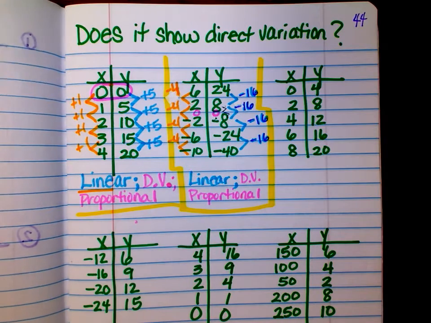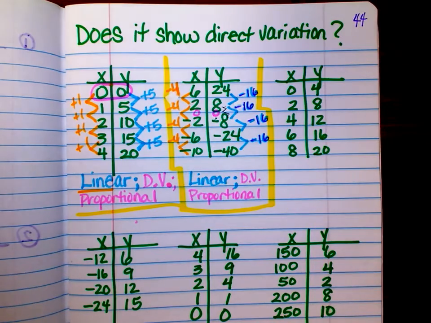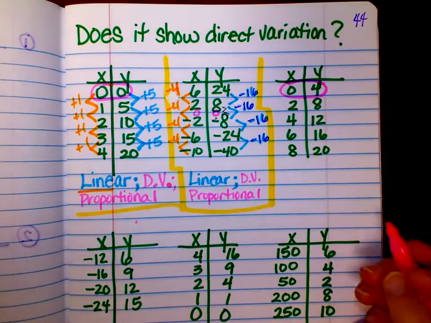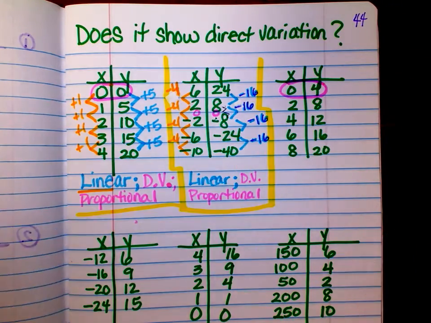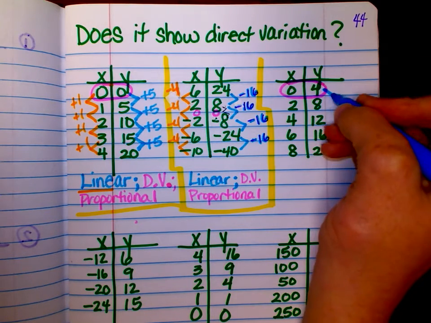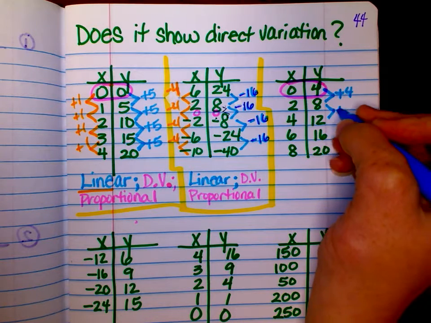Okay, now we're looking at the third table. In our third table, we can tell right off the bat that this line is going to go through 0, 4, so it's not going to be direct variation. But we're going to go ahead and check and see if it is linear, if it is going to make a line. And so we will check that by doing our slope. We will find our change in y over our change in x.